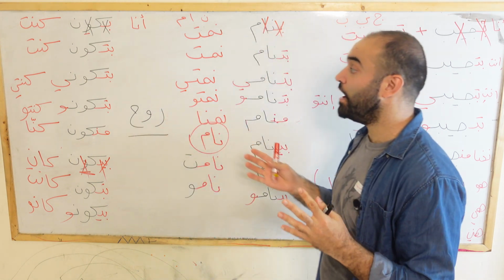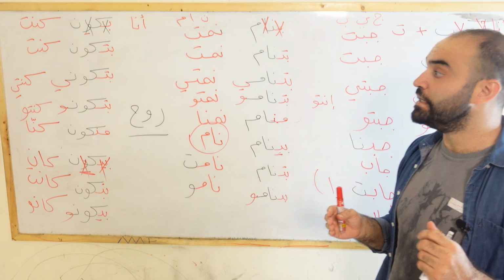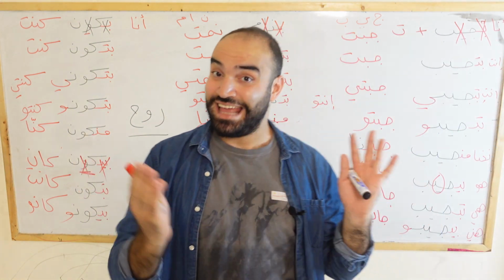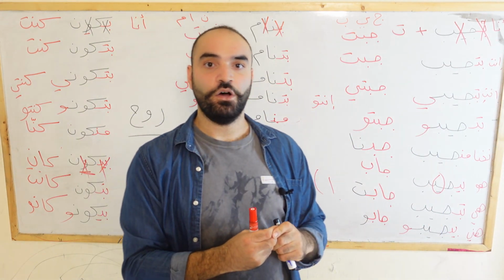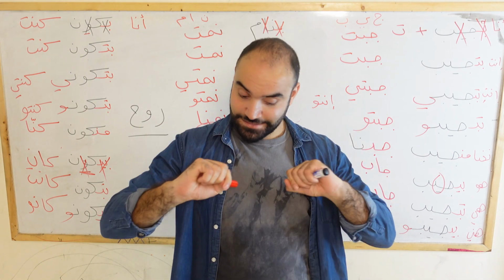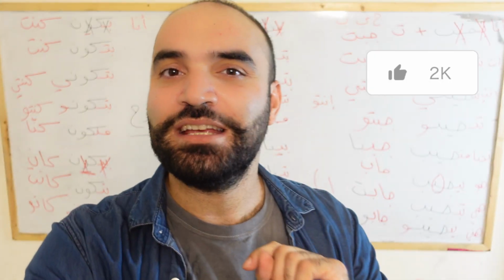So this is our class for today. We talked about the verbs that have vowel letters in the past and the changes of it.